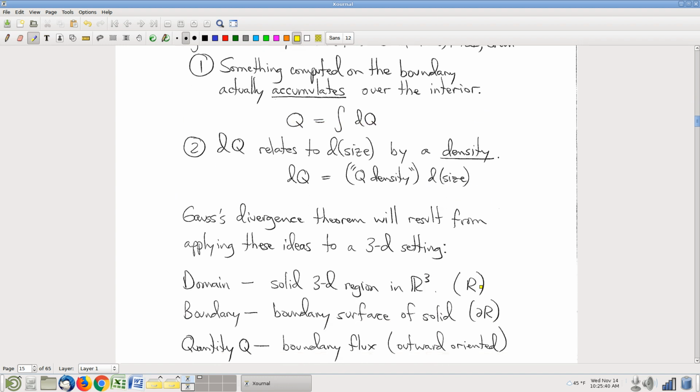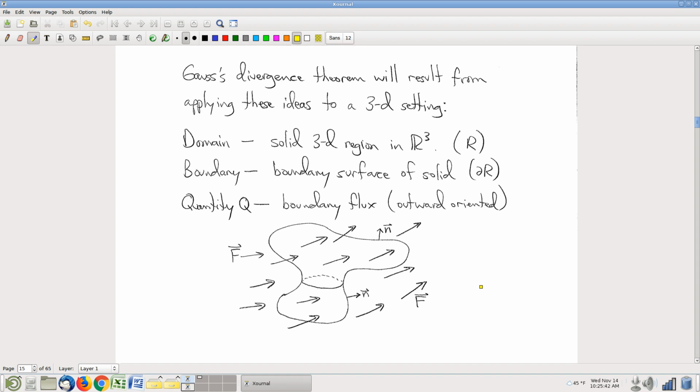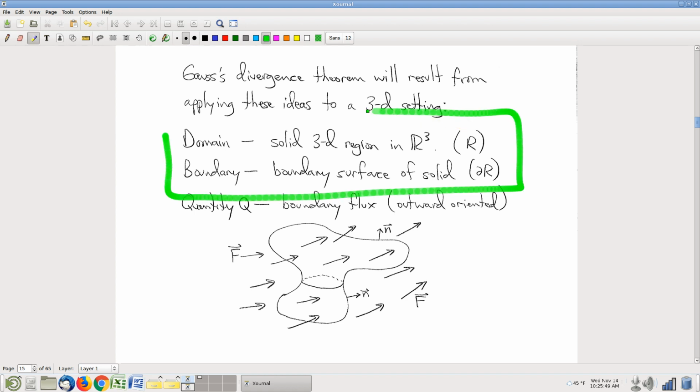Okay. Alrighty. So here's our context. Three-dimensional setting. We're going to be looking at, again, one dimension up. Not a one-dimensional curve with a zero-dimensional boundary. Not a two-dimensional region, right? Now this is a solid three-dimensional region with a two-dimensional boundary surface. Right, so yet another dimensional step up.